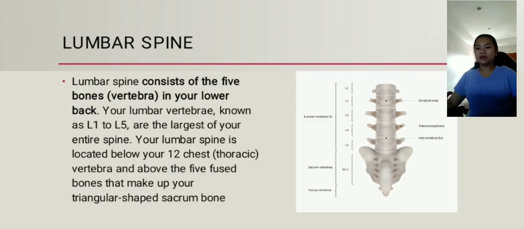Lumbar spine. The lumbar spine consists of the 5 bones, vertebrae, in your lower back. Your lumbar vertebrae, known as L1 to L5, are the largest of your entire spine. Your lumbar spine is located below your 12th chest, or thoracic, vertebra and above the 5 fused bones that make up your triangular-shaped sacrum bone.